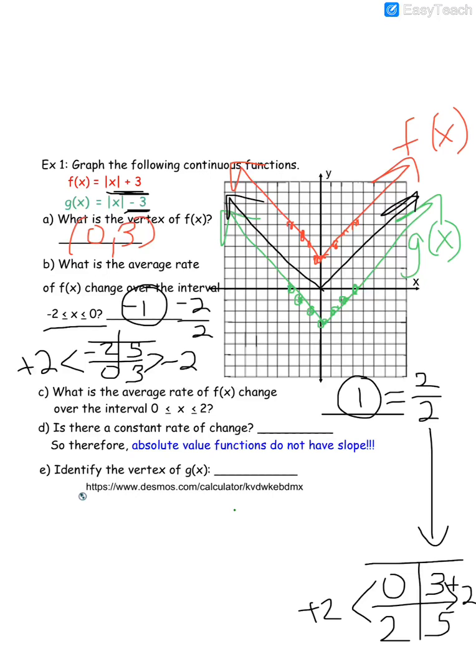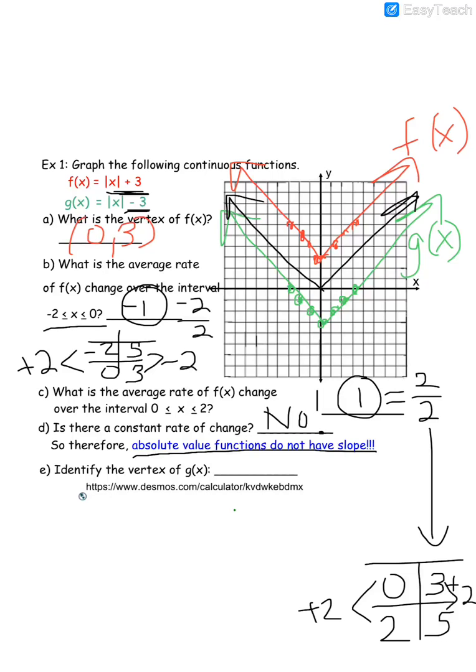Is there a constant rate of change? No. We talked about that earlier. This one says negative 1, this one says 1. So the only thing that has a constant rate of change is linear lines. So therefore absolute values do not have slope. It's very true. They do not have a slope.